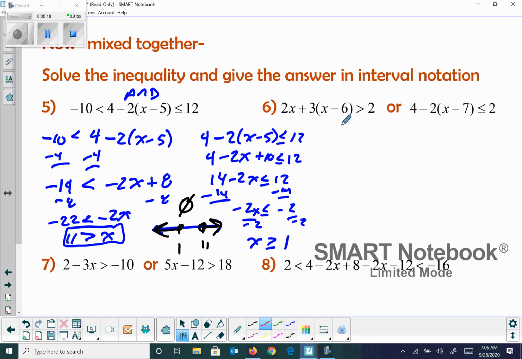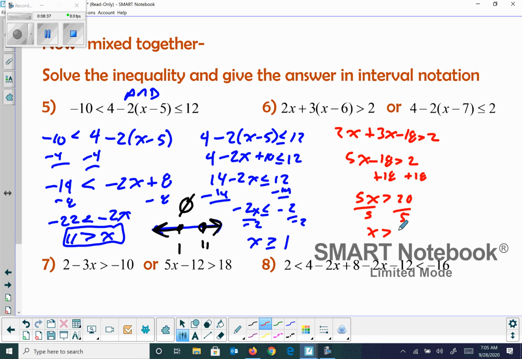Next problem is to distribute the 3 over both. Combine like terms. Add 18. 5x is greater than 20. Divide each side by 5. X is greater than 4.